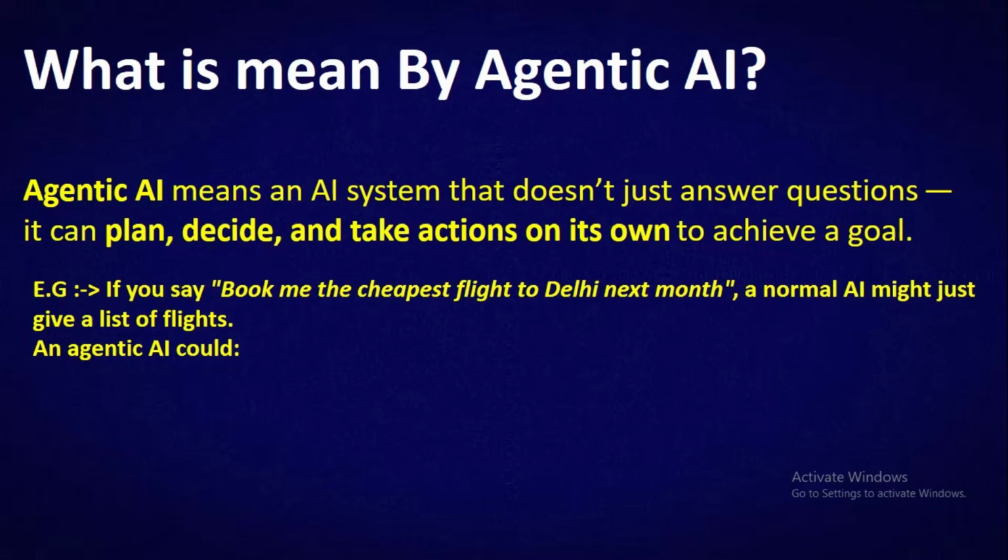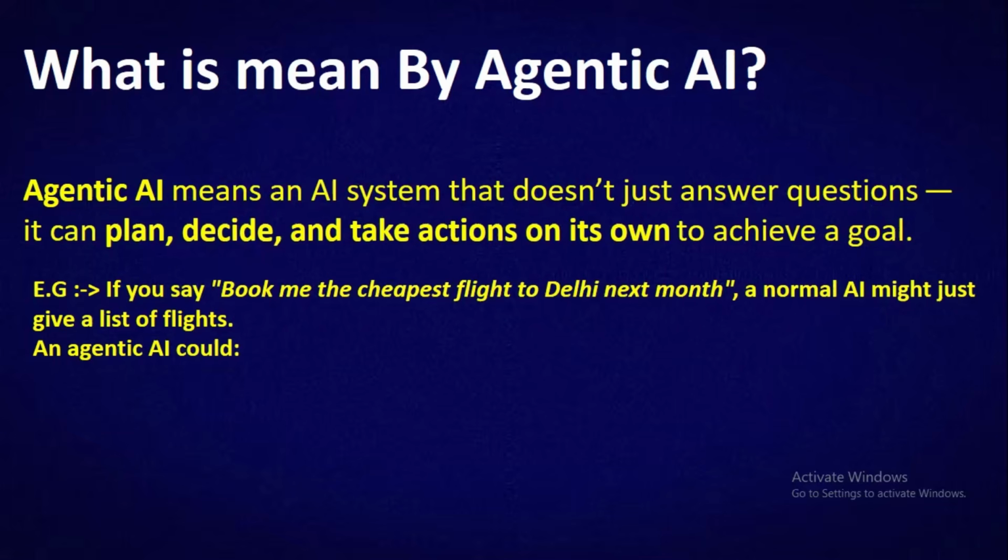For example, if you want to go on a vacation and you want to book the cheapest flight to Delhi next month, a normal AI might give a list of flights. For example, if you ask generative AI, hey, can you please list me some cheapest flights? I want to move from my location to Delhi next month. Can you give me some cheap flight names? Okay, so it will maybe suggest some names. It will give some list.